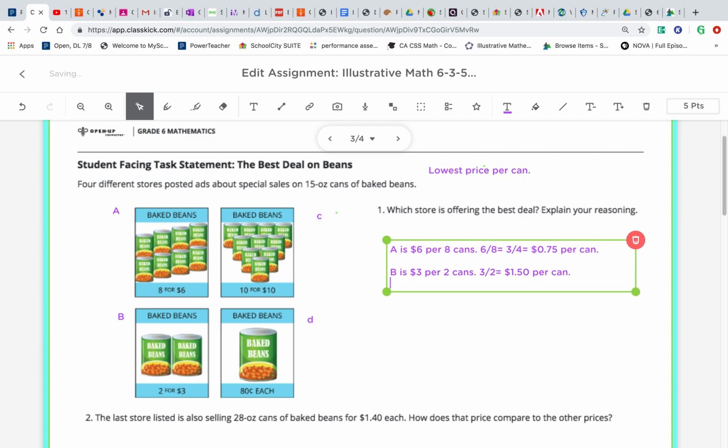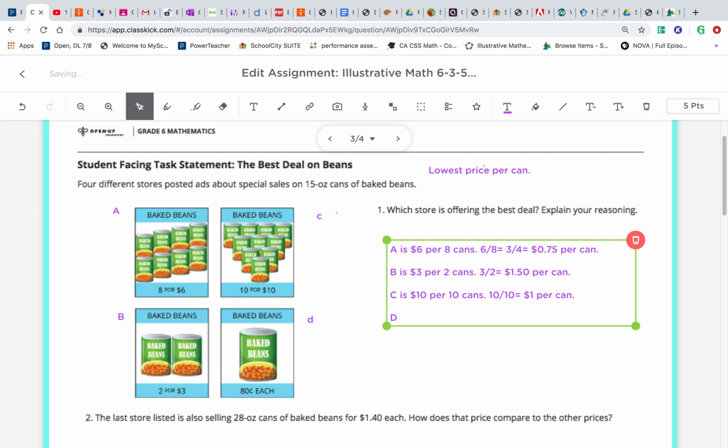For C, we have $10 per 10 cans. So that means we're going to do 10 divided by 10, and that's going to be $1 per can. So far, we can see that the best deal so far is A, 75 cents per can. That's better than $1.50 per can, and better than $1 per can.